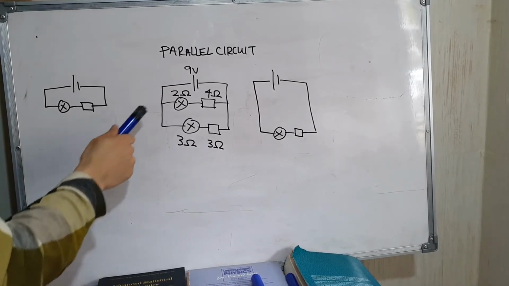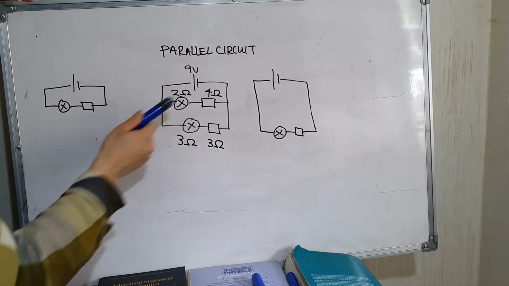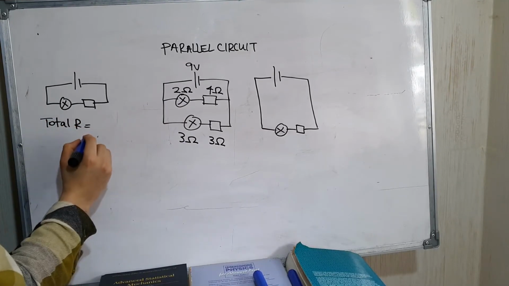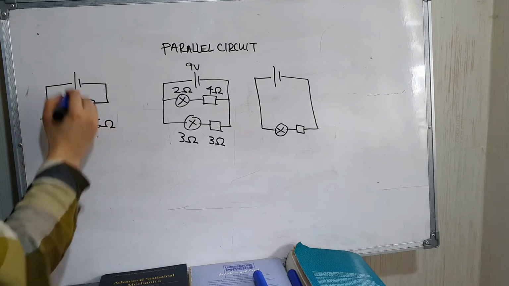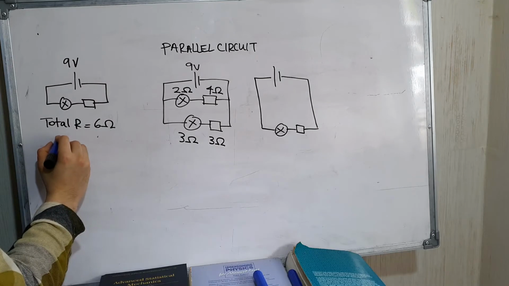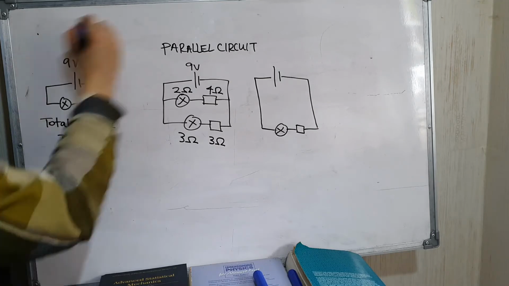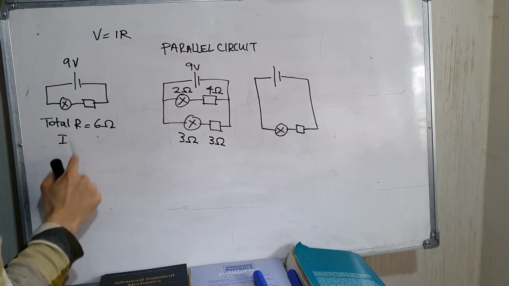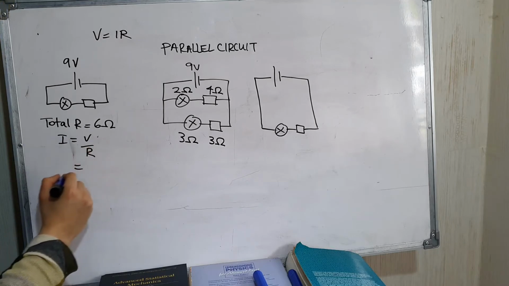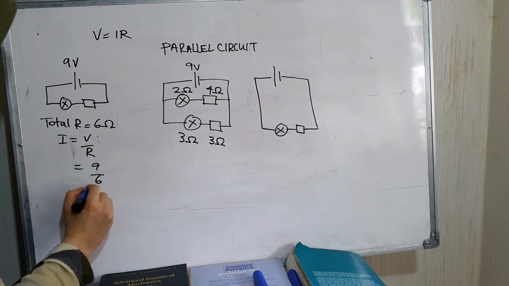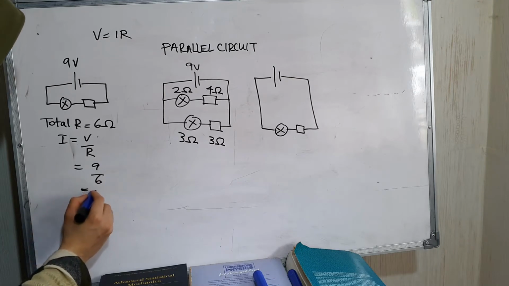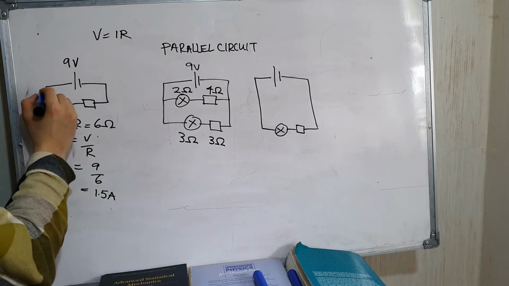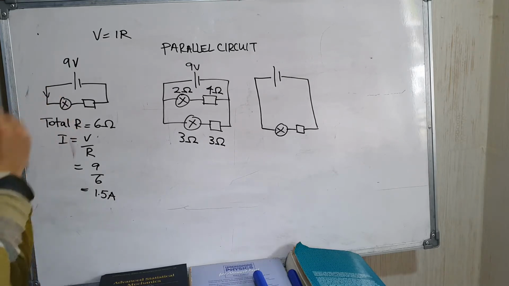All right. So the resistance here is 2 and the resistance is 4. So what's the total R? Total R is 6 ohms. And you know that's 9. So what's the current? So the current I is equal to, using V equals IR, let's just write it up here, V equals IR. So I is equal to V divided by R. And V is 9, R is 6, and that is equal to 1.5 amps.